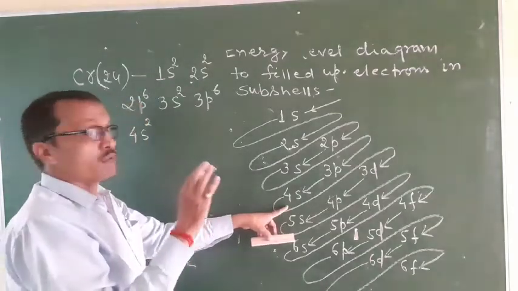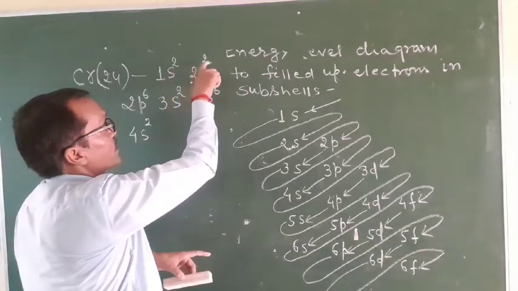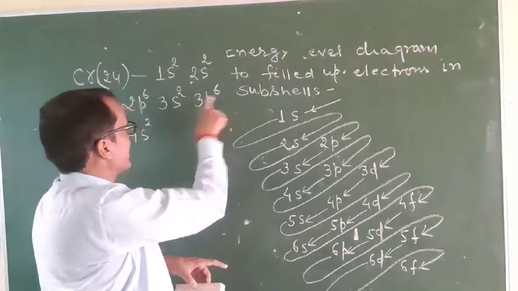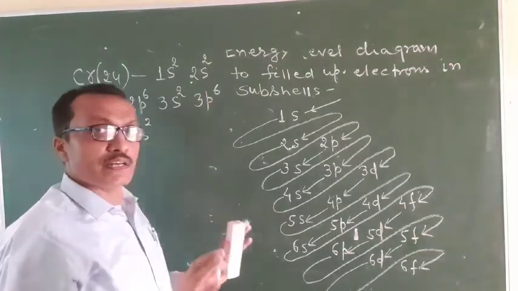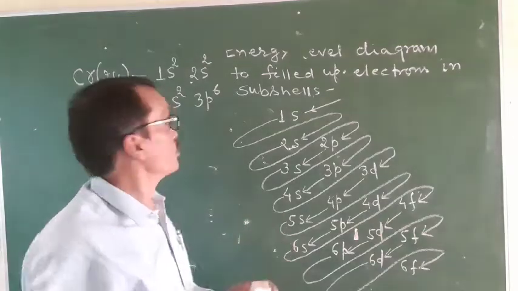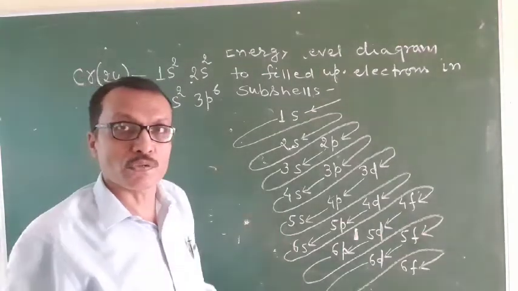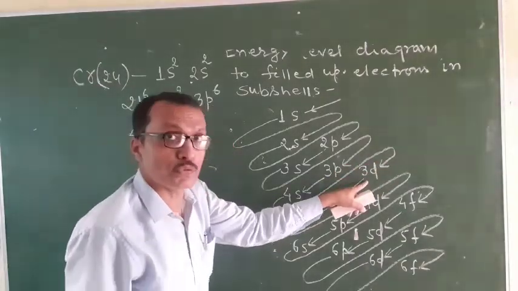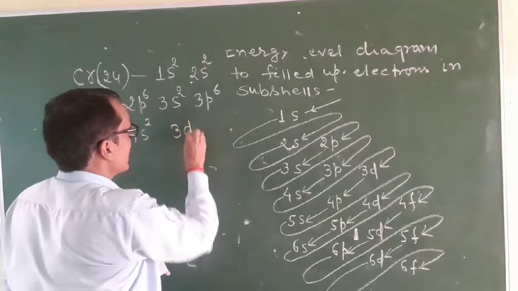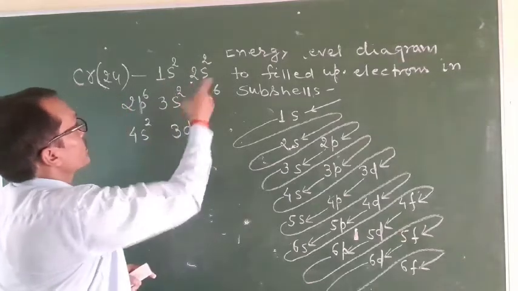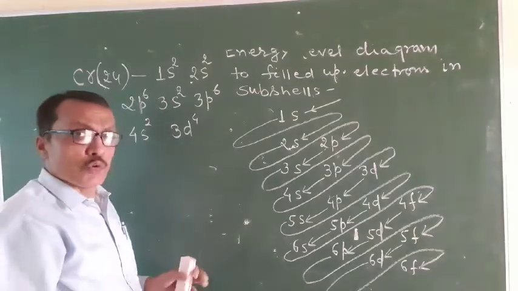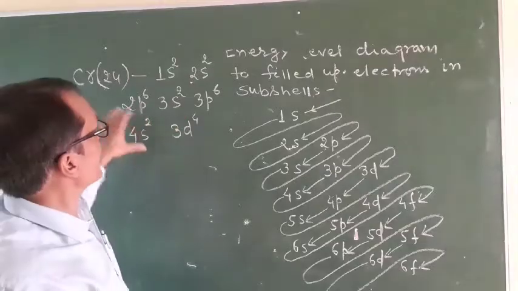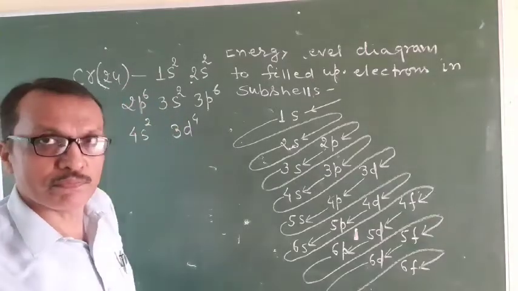And now you have to sum up these electrons: 2 and 2, 4, and 6, 10, and 2, 12, and 6, 18, and 2, 20. 20 electrons we arranged. Now we have 4 more electrons. So students, after 4s you can see electrons will go to 3d subcells. So 3d4. Right? So students, as per this energy level diagram, this is the electronic configuration of chromium.